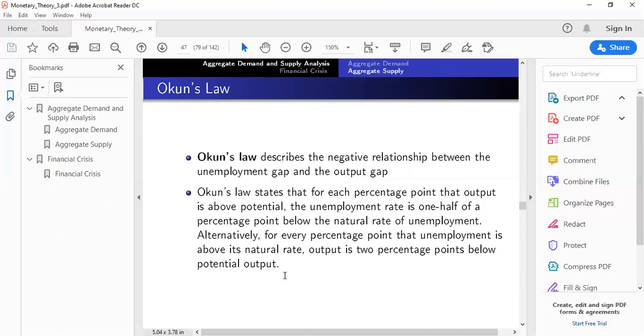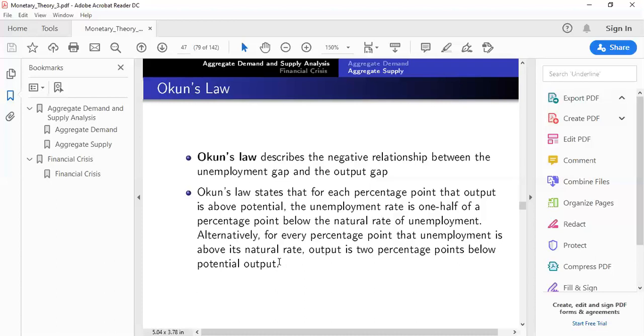If you are inefficient and your output is below potential, then the unemployment rate will be beyond its natural rate. Okay, so that is the relationship here. Alternatively, for every percentage point that unemployment is above its natural rate, the more people unemployed, then output will be below its potential output. So it's simple. Just go into a country: if they are producing below potential, then the unemployment rate will be above its natural rate. If they are producing beyond their potential, then the unemployment rate will be below its natural rate. So that is the idea.